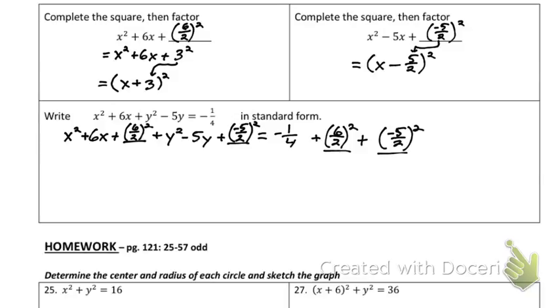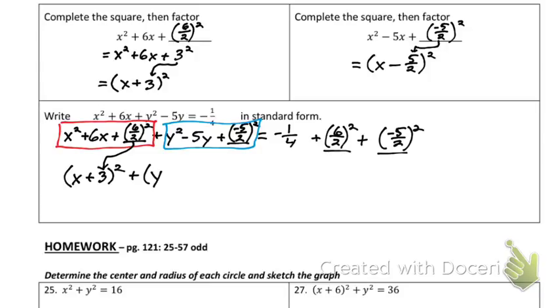Now we have a balanced equation, but now I can write it as binomial squareds. Let's take care of this part first. Let me highlight it kind of. So we're going to rewrite this part first. Well, that's just going to be x plus that 6 divided by 2, or 3 squared, plus, let's go ahead and do the y's. That's going to become y minus 5 over 2, so I take the negative along with it, squared.